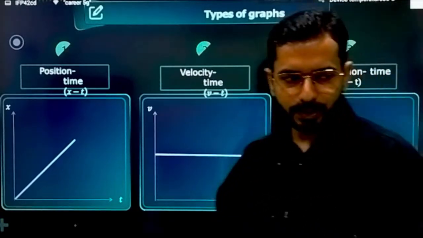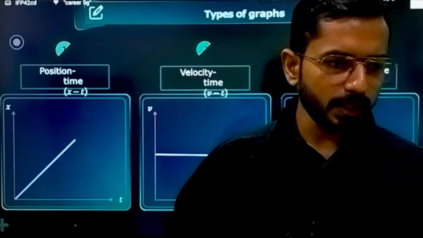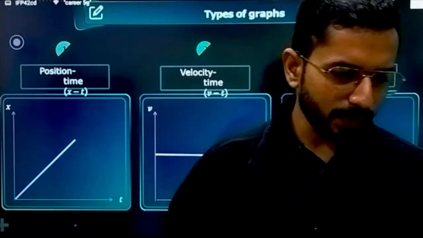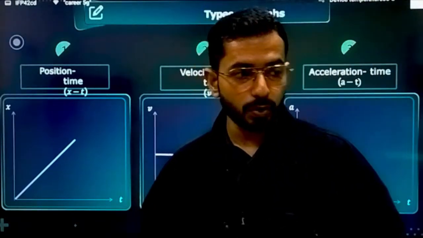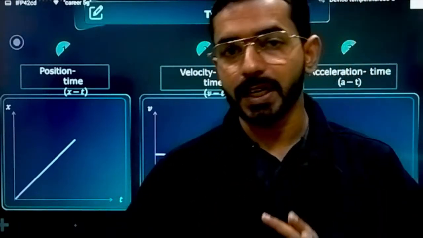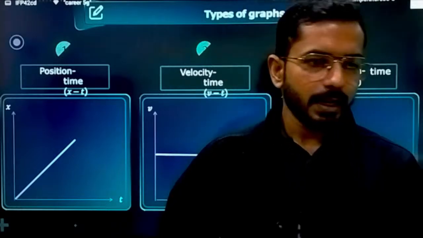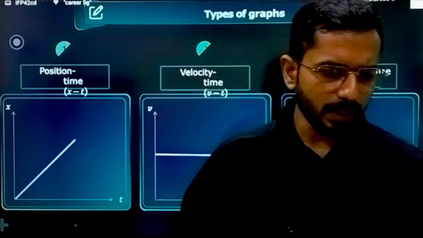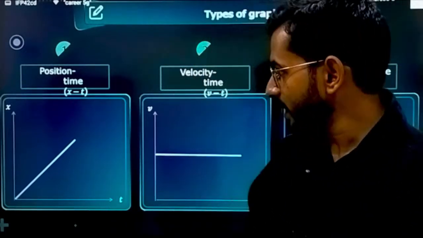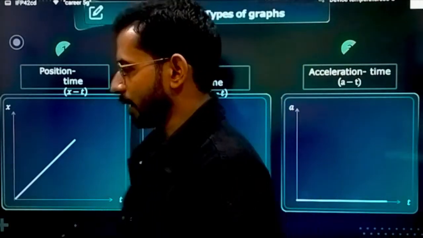Now come to the graphical portion. We'll understand the basic graphs that will be present there. We'll understand how to make the graphs, what the meaning is, and what interpretations we can draw from the graphs, and this will be the last portion of the kinematics. Okay, let's start.